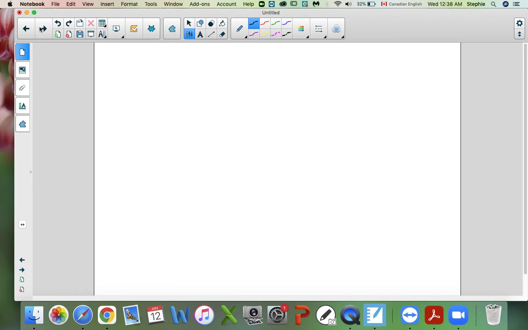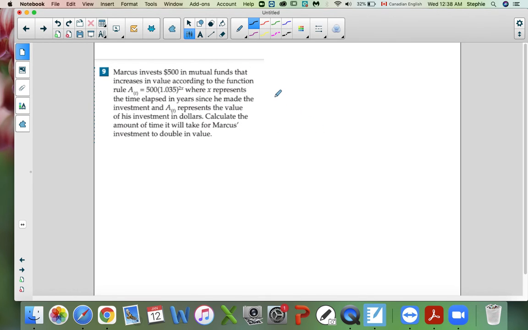Moving on, the next question that I wanted to look at was this one here. Same concept. Okay, in this one, Marcus invests $500 in mutual funds that increases in value according to the function A(t) = 500(1.035). So they're actually showing you that his initial investment was $500. The 1.035 is his interest rate, which we will discuss next time when I talk about compound interest. This is an interest rate of 3.5%. It's compounding twice in a year because the period is 2.